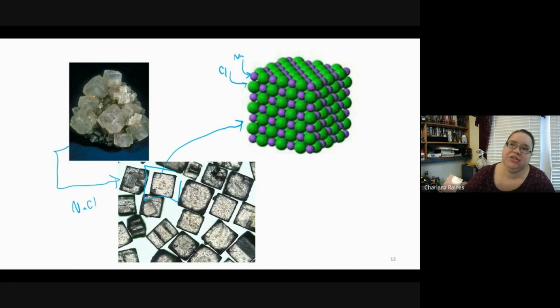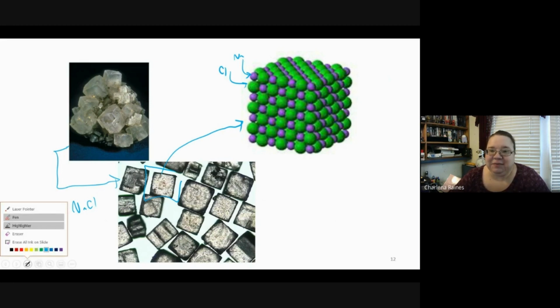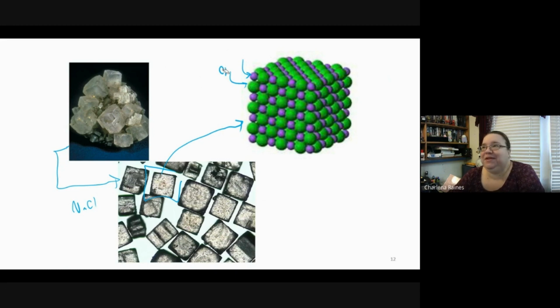Now, how did Miss Raines know that the purple one... actually, I did that wrong. The purple one is not sodium. The purple one is supposed to be chlorine. And the reason I know it's chlorine is because back when we learned about our periodic trends, we saw that in the same period, our element size decreases.